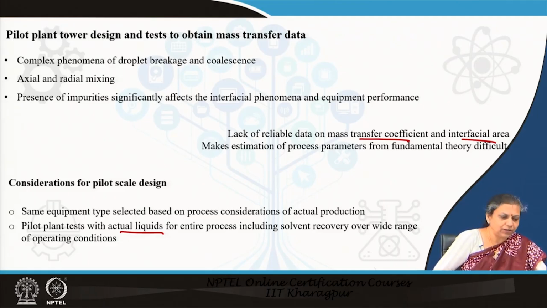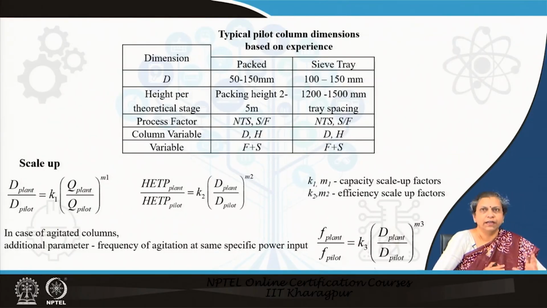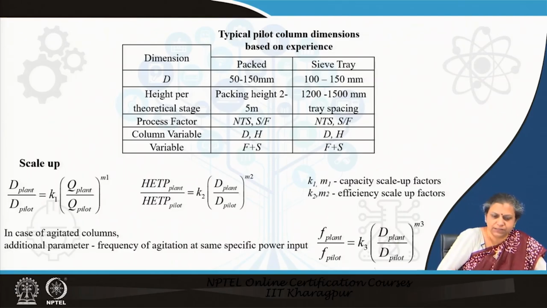Now, once the pilot plant tests have been conducted, you have obtained the data. Next, you need to have some particular scale up laws on the basis of which you are supposed to scale up the pilot plant data to the actual plant conditions. We assume that the mass transfer characteristics are the same in the pilot plant as well as in the actual plant. Based on them, what are the things that we should be scaling up? Quite naturally, the throughput will be higher in the actual plant as compared to the pilot plant.